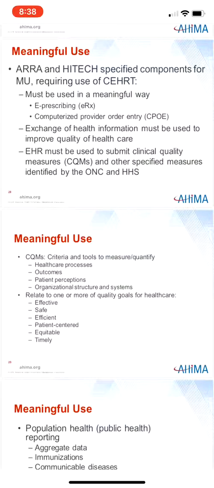CQMs are criteria and tools to measure or quantify healthcare processes, outcomes, patient perceptions, and organizational structure and systems that relate to one or more of the quality goals for healthcare: effective, safe, efficient, patient-centered, equitable, and timely. The CQMs were specifically designed to use HIT effectively to combat negative issues.